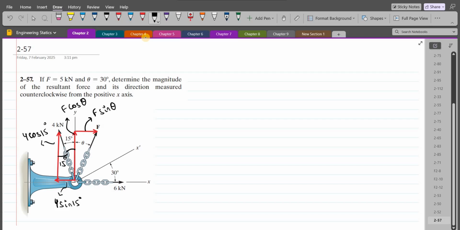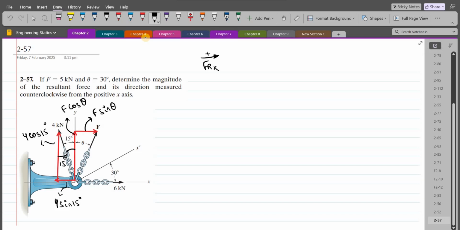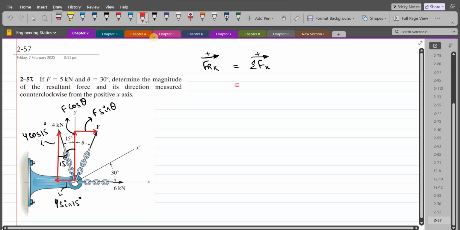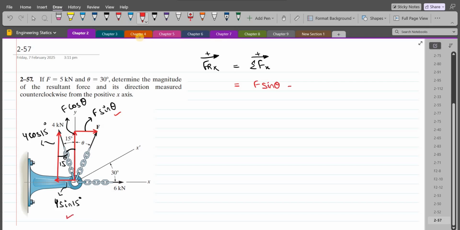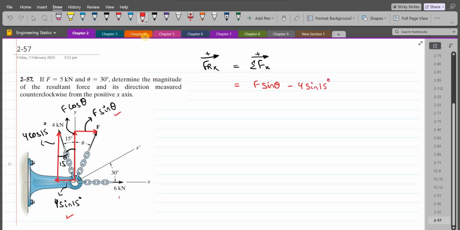So now we can apply summation of forces in x direction and in the y direction to find the horizontal and the vertical components of the resultant force. So for the horizontal component FRx, I am considering right hand side as positive, is equal to summation of forces in x direction. So we have F sine theta minus 4 sine 15 plus this 6 kilonewton force.